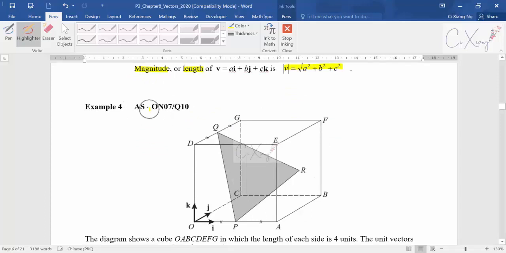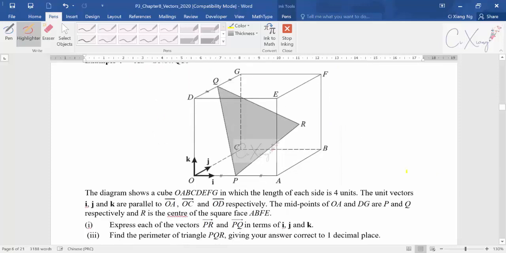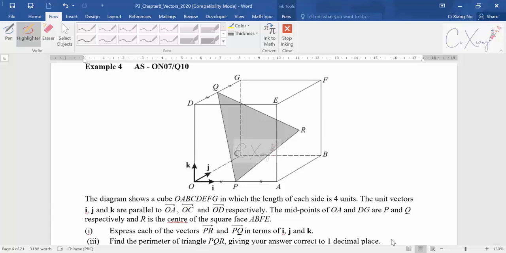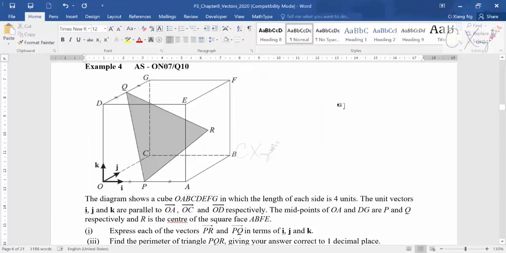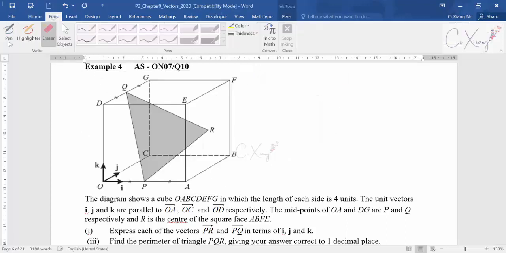Again, you can see that this introduction part for the vector is all included in the AS syllabus before year 2020. All right, so let's have a look at the question here. Again, they give you a diagram, and after that they tell you all the details. So what are the details here? It is actually a cube. A cube means that all the sides have the same length, and the length of each side is 4 units.